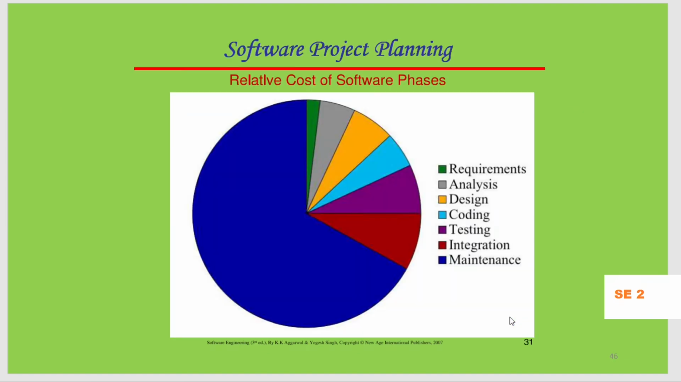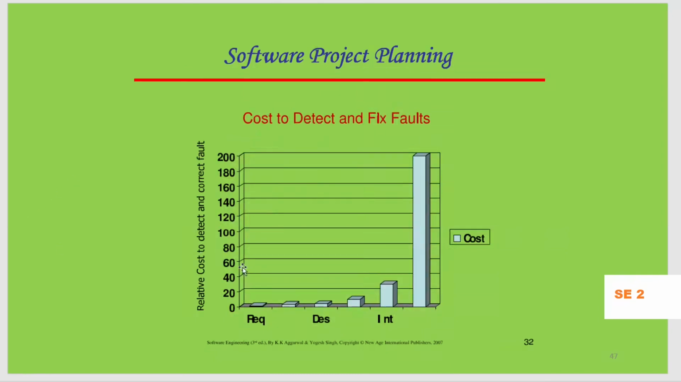To continue with software planning, relative to the cost in the software phase, we see here the requirement stage, analysis, design, coding, testing, and integration. And the last part of the planning, costing, is the maintenance. Dito nakita natin, this is the relative cost to detect and correct a fault. So, pinakamataas po yung maintenance.